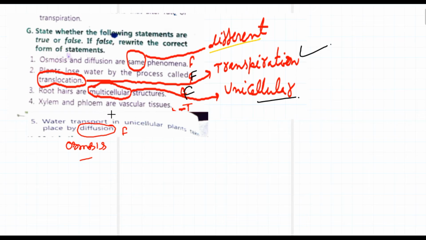Xylem and phloem are vascular tissues. This is true. Water transport in unicellular plants takes place by diffusion. So this is false. It happens by osmosis, right?